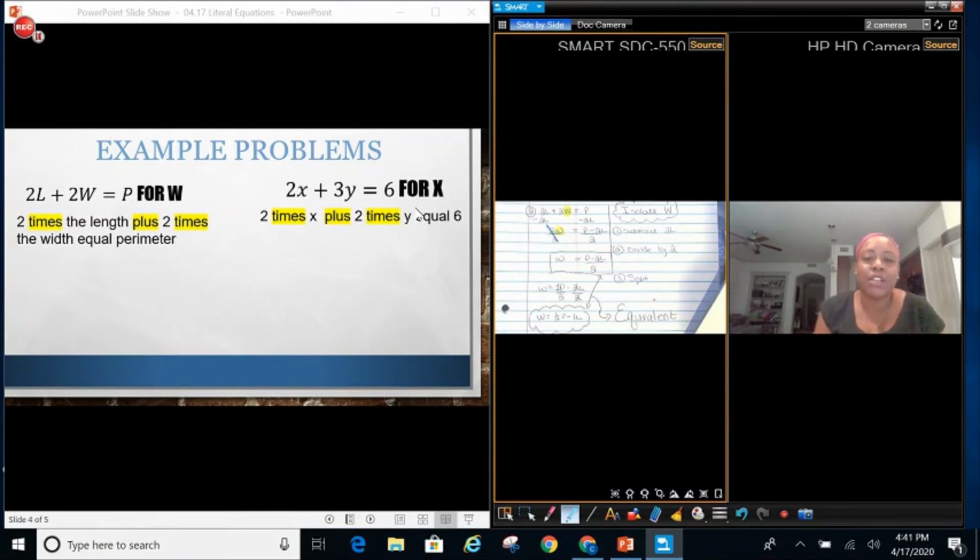Alright, what I want you guys to do is try out the next one on your own. This says 2 times x plus 2 times w equals 6. Remember, you want the x by itself. The x variable by itself. So try it out.